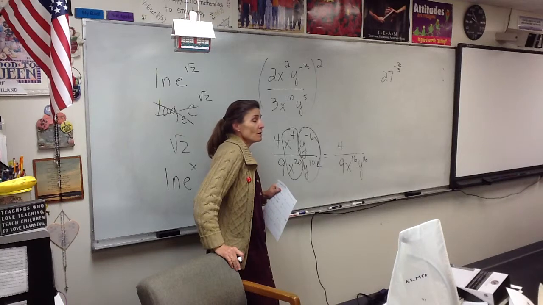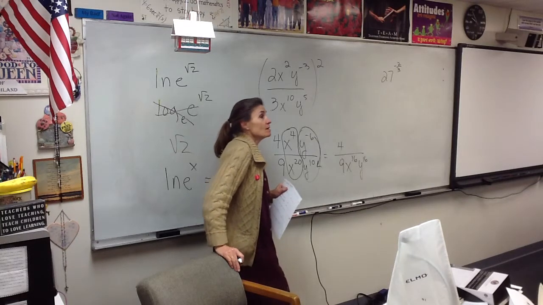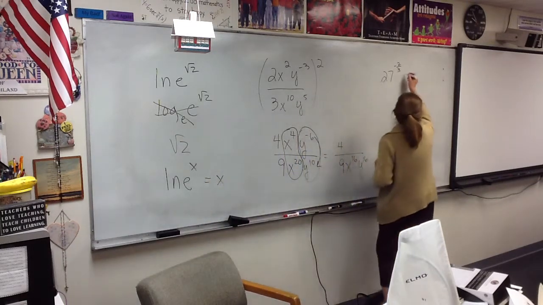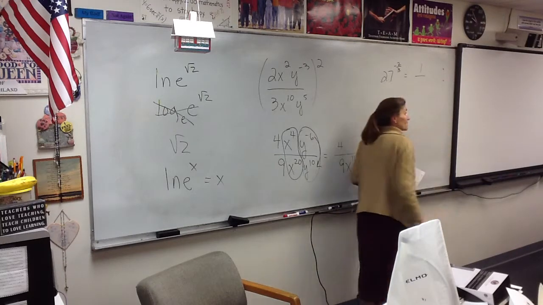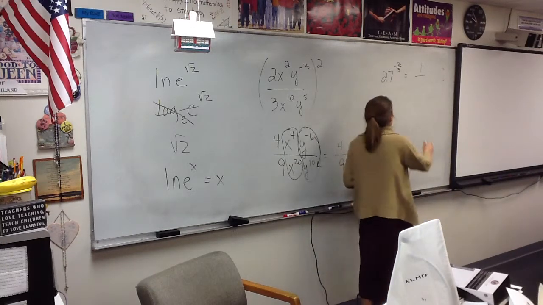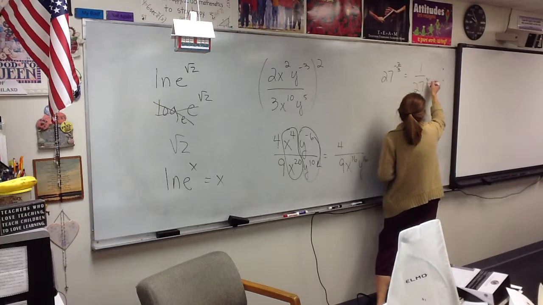What do we do with this? So we'll rewrite it as 1 over. Remember, negative exponents mean 1 over. So 1 over 27 to the 2/3.